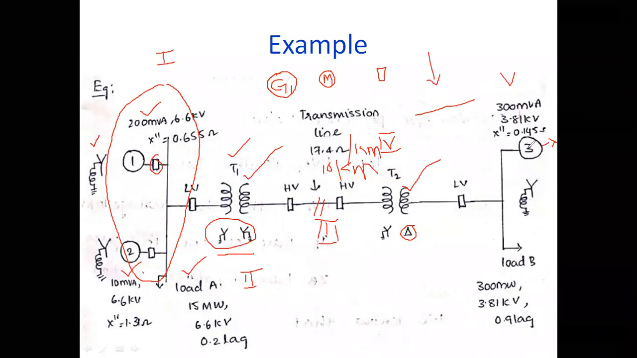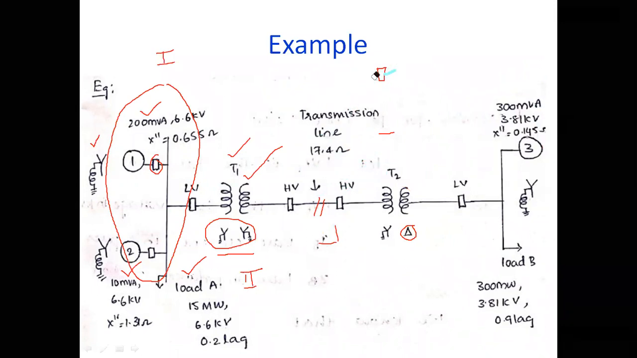So generator 3 is also connected at section 5, and the rating of generator 3 is already given: 300 MVA and 3.81 kV, X double dash is equal to 0.145. So you will have the static loads which have been connected at this point. That is 300 megawatts, 3.81 kV and 0.9 lagging power factor load connected at this one. And the very important point you need to remember throughout this chapter is, just wait a moment, I will tell you what that important point is.